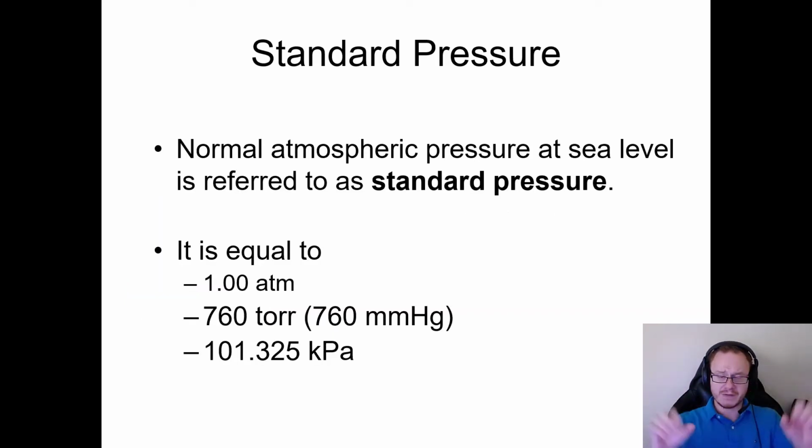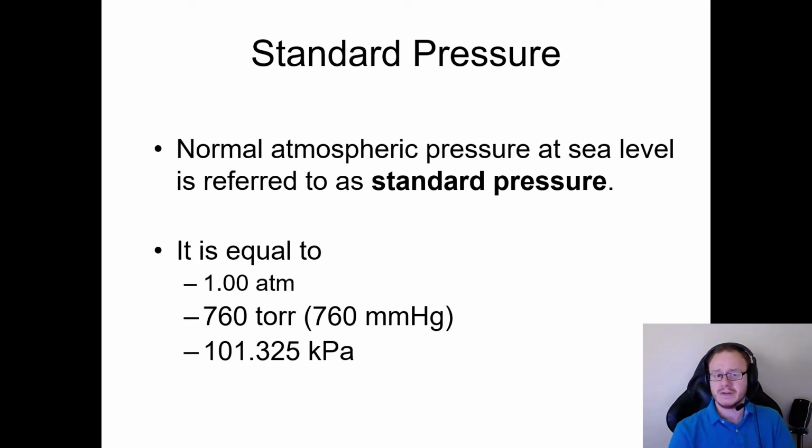Normal atmospheric pressure, what we're at right now at sea level, is simply known as standard pressure, 1 atmosphere. That is the same thing as saying 760 torr, which is exactly the same thing as 760 millimeters mercury, and that is also equal to 101.3 kilopascals. All three of these units are commonly used, even though the kilopascal one is really the only official SI unit.